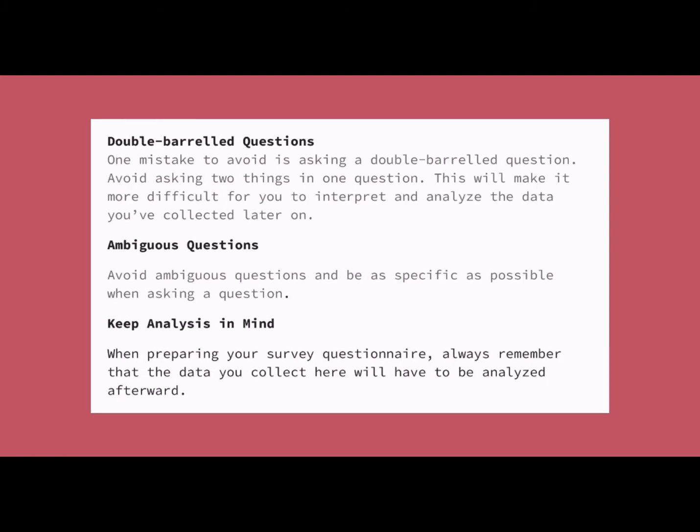Double-barreled question. One mistake to avoid is asking a double-barreled question. Avoid asking two things in one question. This will make it more difficult for you to interpret and analyze the data you've collected later on.